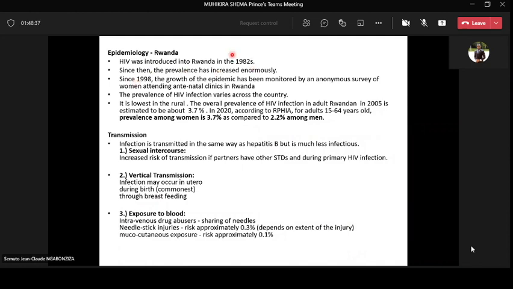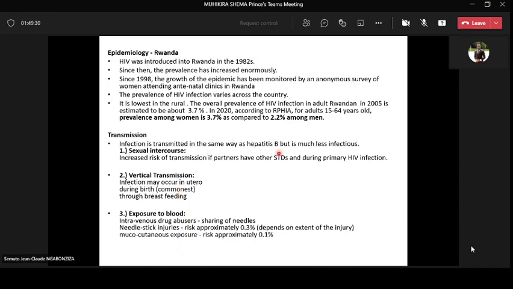Epidemiology: in Rwanda the first case was identified back in 1982, and the virus increased enormously, so that for now we count that at least in 2005 we had a prevalence of 3.7. In 2020 RFA showed us 3.7 as compared to 2.2 in men. This is women who are more infected, a bit more than men.